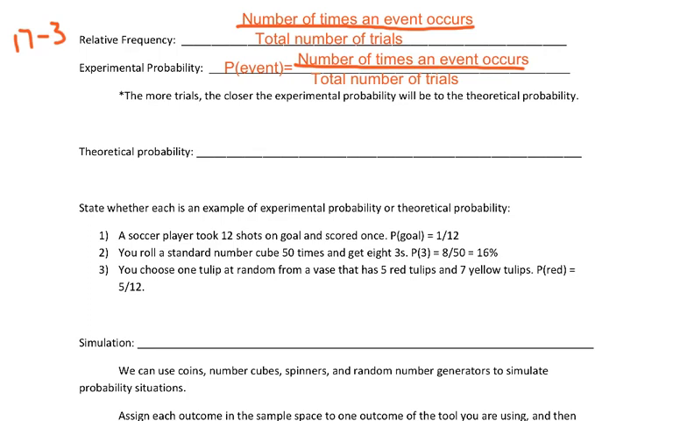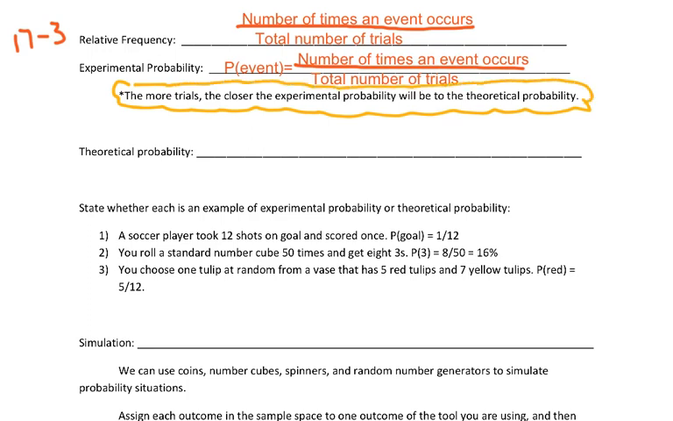This next sentence with the asterisk is obviously very important. The more trials you have in an experiment, the closer the experimental probability will be to the theoretical probability. And section 17.4 talks about theoretical probability. So theoretical probability is the number of favorable outcomes divided by the number of possible outcomes. So you may be wondering what the difference is, and favorable outcomes are what the event is.